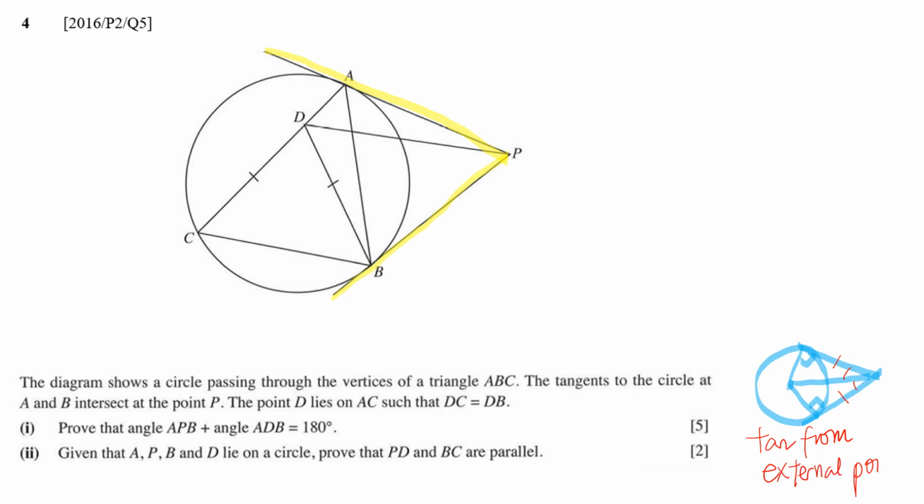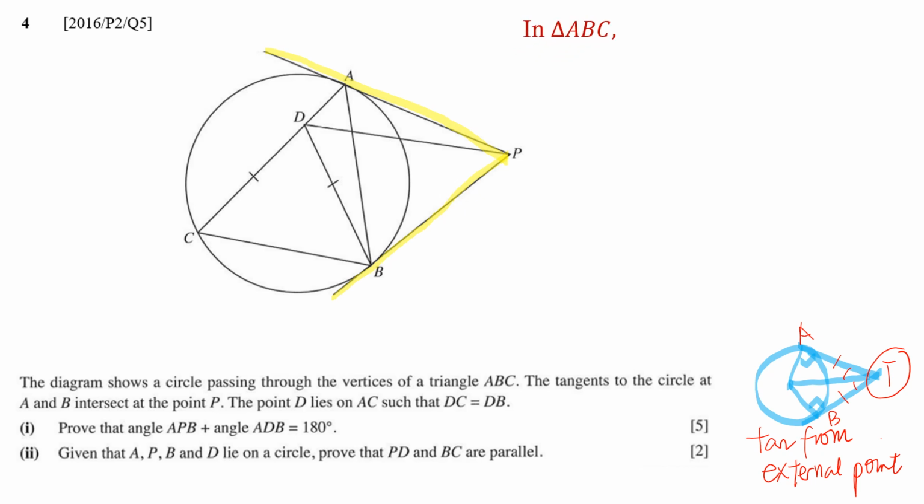Okay, external point means if I'm going to label the chord, this is your external point. Alright, so we're supposed to prove that angle APB plus angle ADB is 180. So we need to find the angle APB, find the angle ADB, add them together and show that it equals 180.